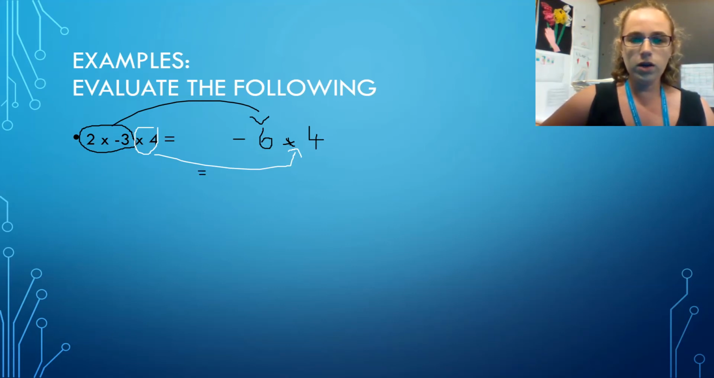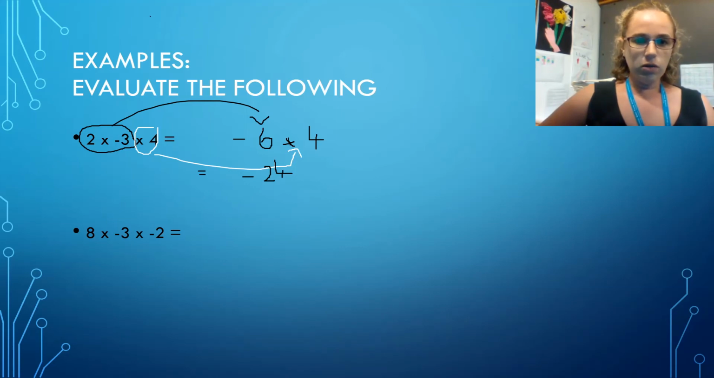So we now have negative 6 times 4. 6 times 4 is 24, and we have a negative and an assumed positive, which gives us a negative. So our answer to 2 times negative 3 times 4 is negative 24.